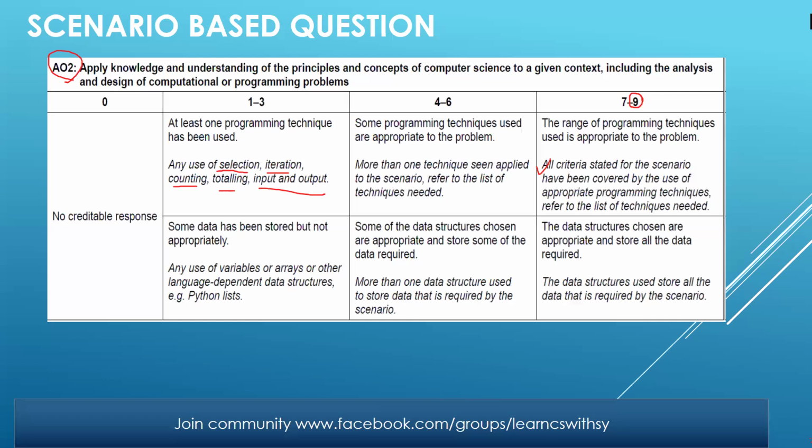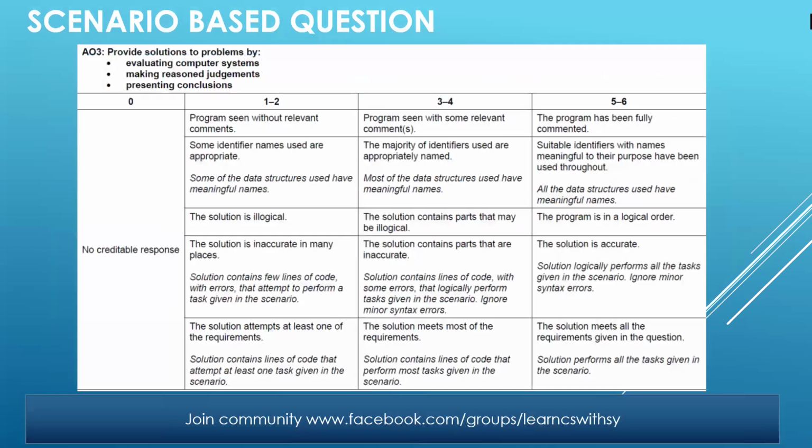Okay, now let's move on to assessment objective 3. This is a maximum of 6 marks, and you can see for yourself how you will score again. Very simple. You can score very easily if you have paid attention to these things: you have used proper commenting for each and every important thing that is required. You have used identifiers with meaningful names. The program is in a logical order. The solution is accurate. Very important: the solution is accurate. It is meeting all the requirements without any major mistakes, and it is performing all the tasks as required in the scenario.